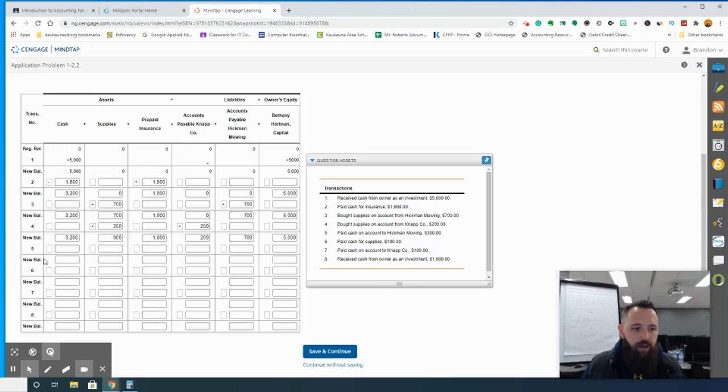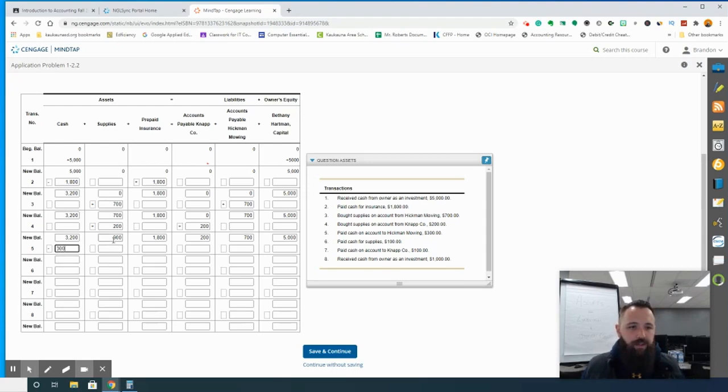Alrighty, let's keep on going here. Transaction number 5, we paid cash on account to Hickman Mowing. So now we're paying a little bit of the money that we owe to Hickman Mowing. So if I paid cash, what's happening to my cash? It's going down, right? Because as the business, our cash is going down. So it's going to be minus 300 for cash.